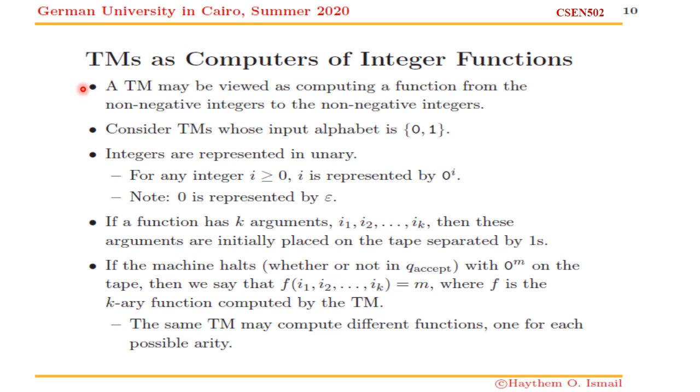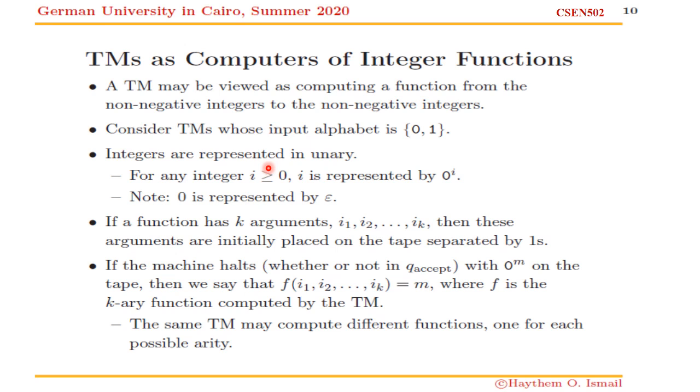A Turing machine may be viewed as computing a function from the non-negative integers to the non-negative integers. So consider Turing machines whose input alphabet is the binary alphabet. The input alphabet from now on will be fixed, just 0 and 1. Now, we can represent the non-negative integers in the decimal system. The decimal system is based on an alphabet with 10 symbols: 0, 1, 2, 3, 4, 5, 6, 7, 8, 9. These are the 10 symbols of the decimal alphabet. And we can use those symbols to write strings that encode non-negative integers, as usual. We know how to do that, of course.